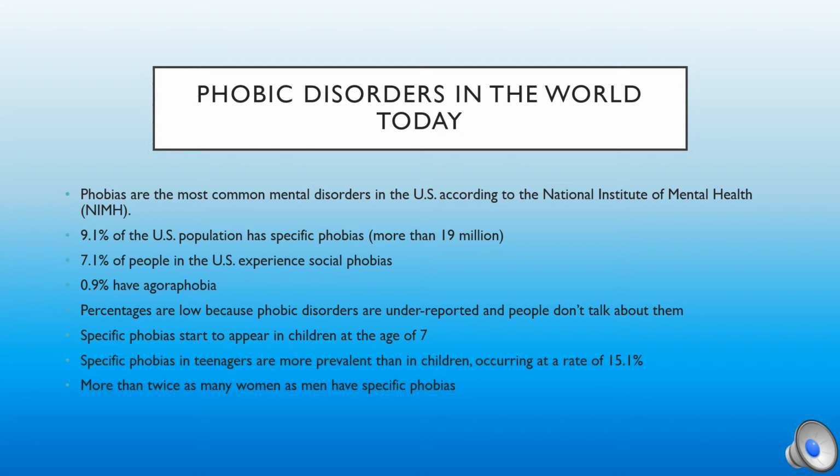Percentages are low because phobic disorders are underreported and people don't talk about them. Specific phobias start to appear in children at the age of 7. Specific phobias in teenagers are more prevalent than in children, occurring at a rate of 15.1%. More than twice as many women as men have specific phobias.